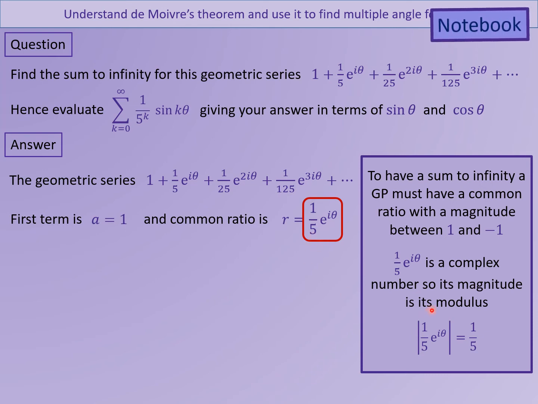So now we've got that out of the way, we know we're allowed to work out the sum to infinity. So we could just use that very simple formula, a over 1 minus r, and we should get 1 over 1 minus 1/5 e to the I theta. Now if we're going to neaten this up, to get rid of that fifth there, I could multiply everything by 5. I'm allowed to do that because we're multiplying just numerator and denominator by 5. So I end up with this, 5 over 5 minus e to the I theta.